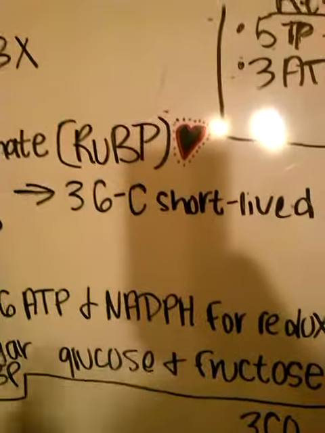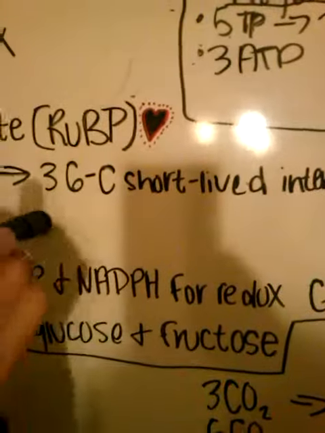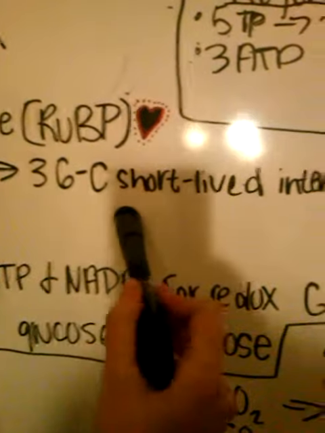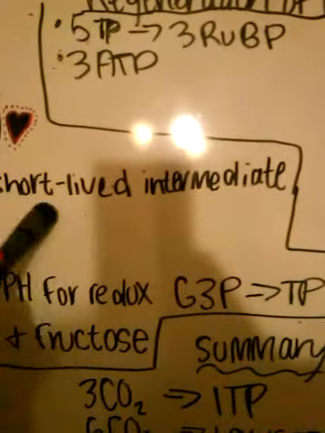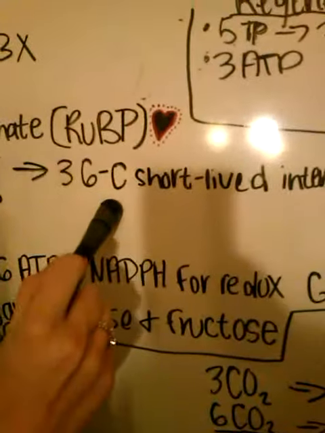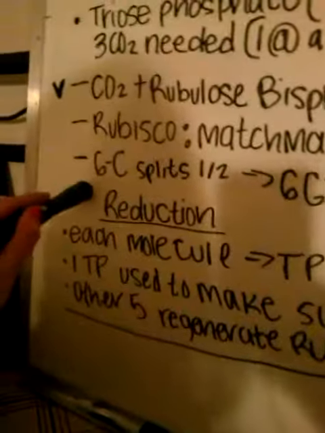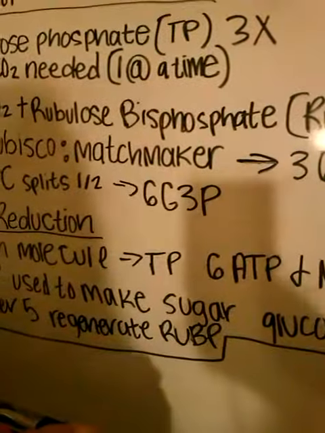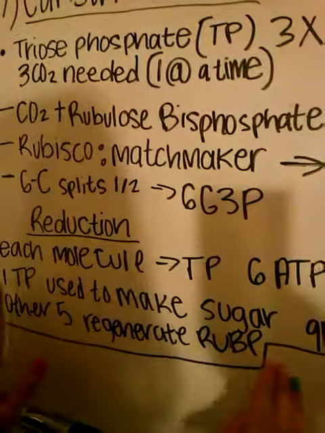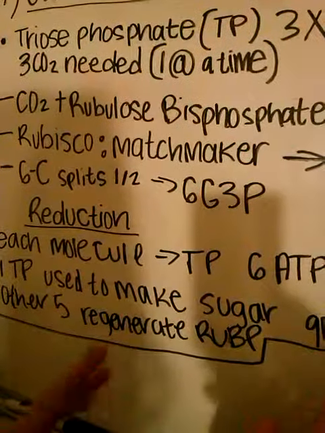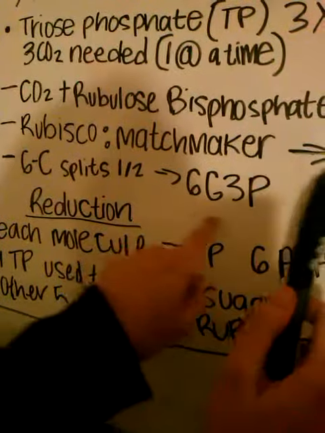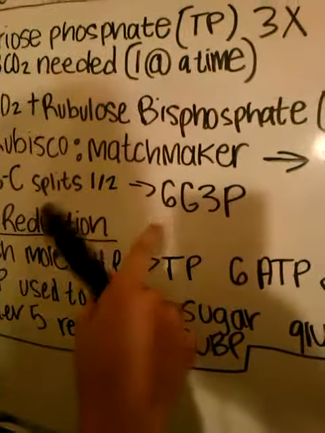So, he's the kind of matchmaker that kind of fails at his job because he gets them together and they get married, but then they start having some problems. So as a result, they kind of split up into 3 6-carbon short-lived intermediates, meaning these 3 6-carbons won't be around for long. Because they come and they split in half. And when you have 6 carbons split into 2, that gives you 3 phosphates, right? So then, as a result, you're going to have the 6 G3P.